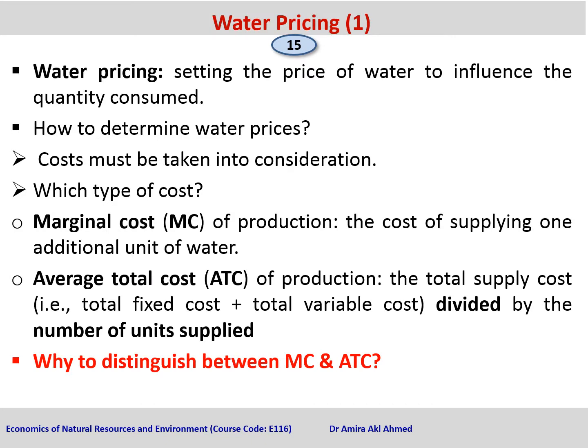Water pricing could be defined as setting the price of water to influence the quantity consumed of water. The relevant question might be how prices of water are determined. Well, of course, determining water prices must consider production costs. But which costs should be considered when pricing water?